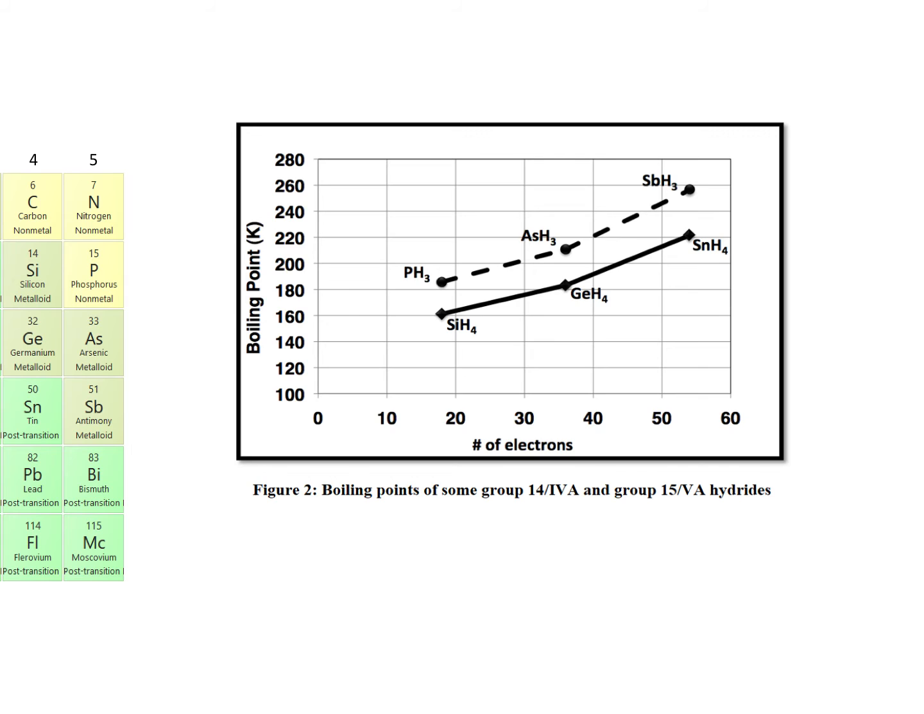Okay, so finally, to answer officially with data the question of where the group 5 hydrides lie relative to the group 4: yes, they do have greater boiling points than the corresponding group 4 hydrides. You see the displacement vertically in terms of number of electrons.